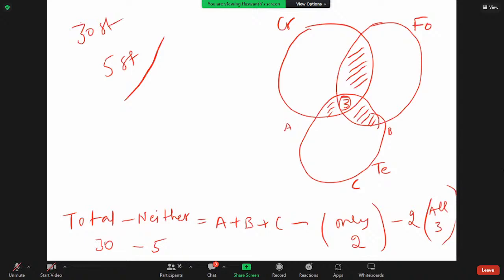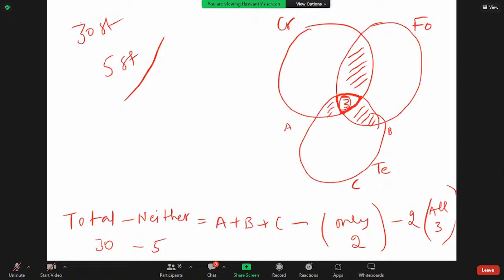And we are subtracting twice of that because any person must be counted only once, but persons in all three regions are counted thrice. 3 times they are counted. As they are playing cricket, they are counted with cricket set. As they are playing football, they are counted with football set. As they are playing tennis, they are counted with the tennis set. They are counted thrice, but any person must be counted only once. So we subtract twice all three.